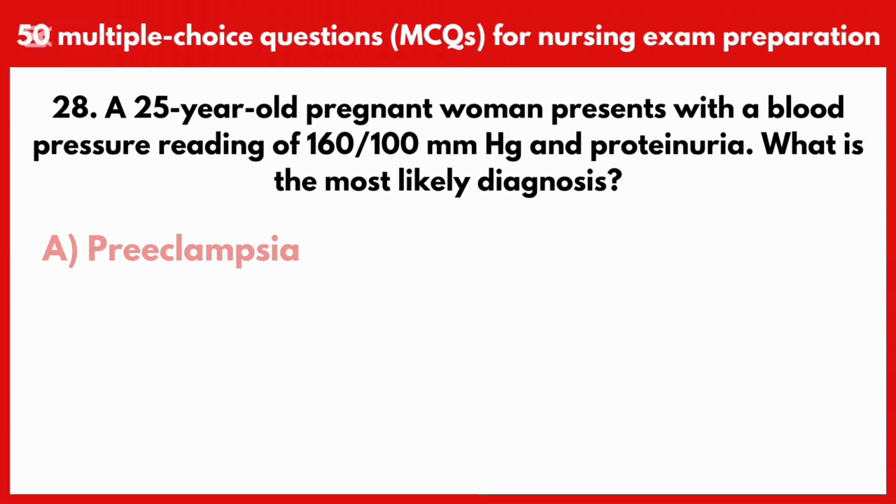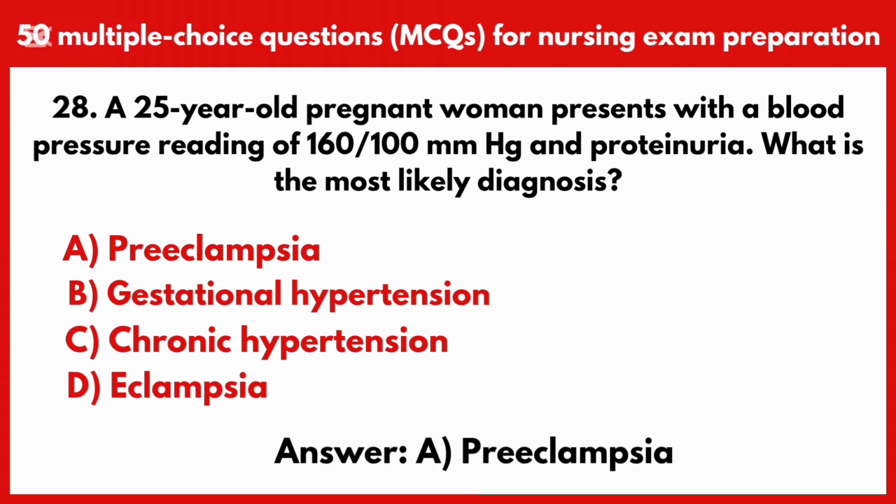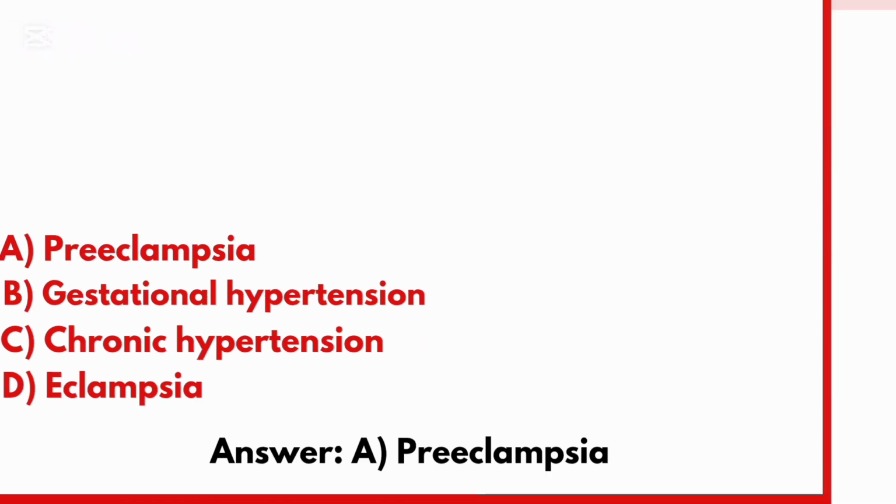A 25-year-old pregnant woman presents with a blood pressure reading of 160/100 and proteinuria. What is the most likely diagnosis? Correct answer is option A.